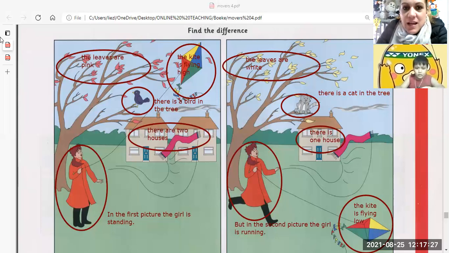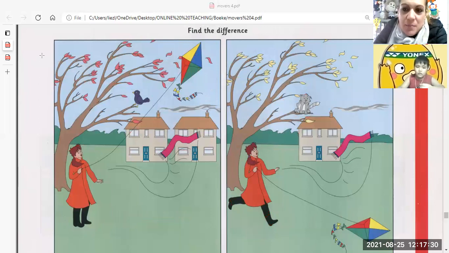Okay, let's see if you can say it without this, okay? In the first picture, what can you see that's not the same? What's the difference? In the first picture, the leaves are pink. But in the second picture, the leaves are yellow. Okay, what can you see?